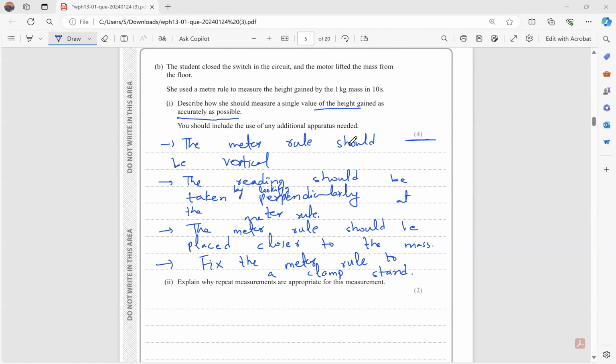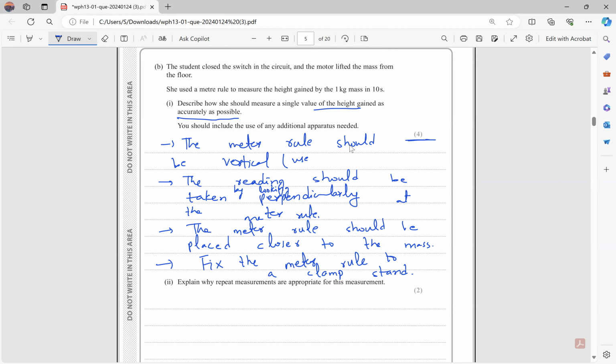All right, and one more thing we can do is, because they said that you should mention any additional apparatus that is required. We mentioned the clamp stand, and to ensure that the meter rule is vertical, how can we ensure that? We can use a set square to make sure that it's placed vertical on the ground. So it should be vertical. Use a set square for that.